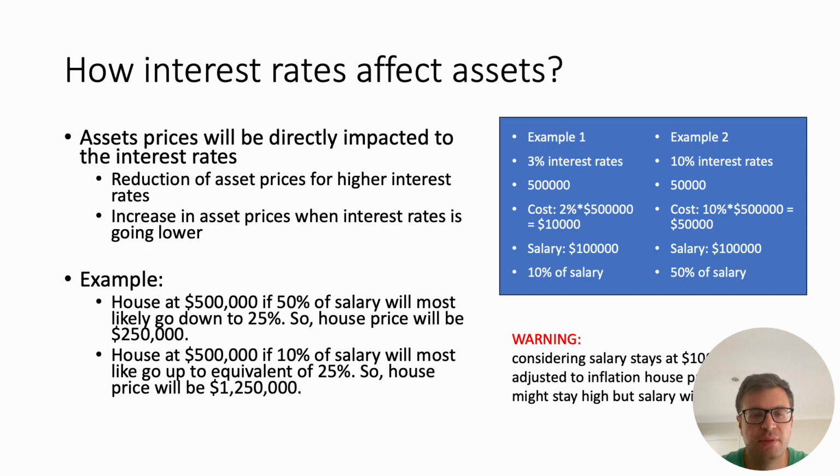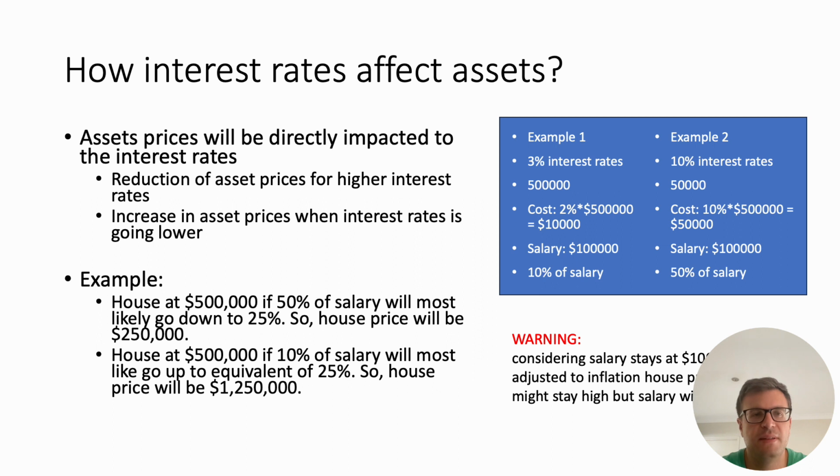So in the blue little box, we can see the examples previously of 2% and 10%. Apologies, the 3% interest rate is supposed to be 2%. So we're gonna explain from there what asset prices do when interest rates go higher, go lower, and all that.